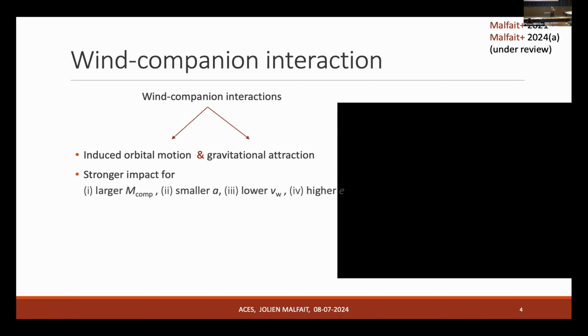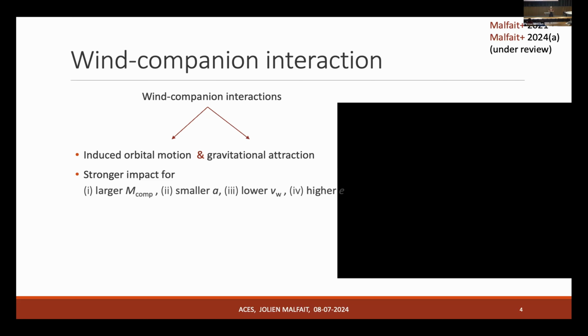So if we have a companion that is orbiting around the AGB star in the wind, we generally create nice spiral structures in the wind, and that is twofold. There is the companion that is gravitationally attracting material, and in this way is creating a spiral. But then you also have the orbital motion of the AGB star around the center of mass, and because of this orbital motion, you also tend to create a spiral structure.